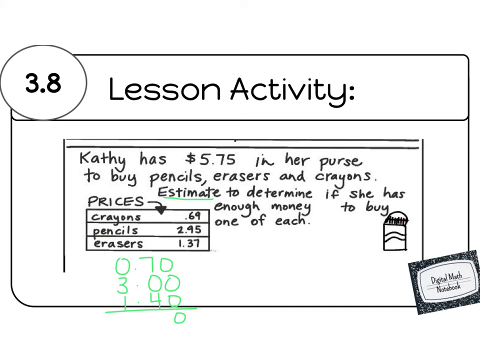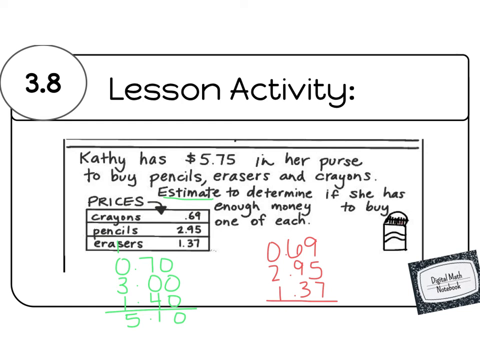0, 7 plus 4 is 11. 3, 4, 5. That gives us $5.10. So here's our estimate of how much it would cost. Let's go ahead and do the actual math to see how much it would cost. So we have 0.69, 2.95, and 1.37. Okay. 9 plus 7 is 16.